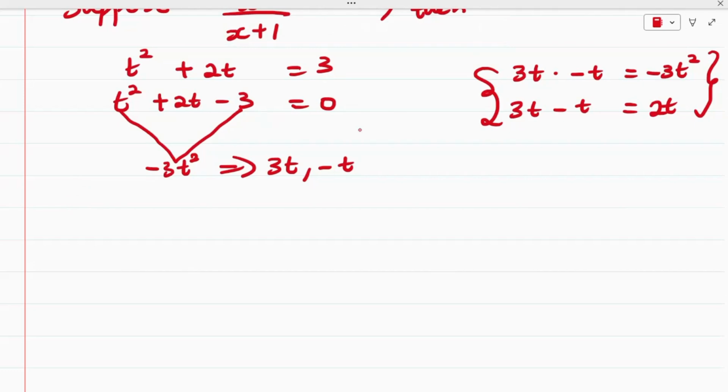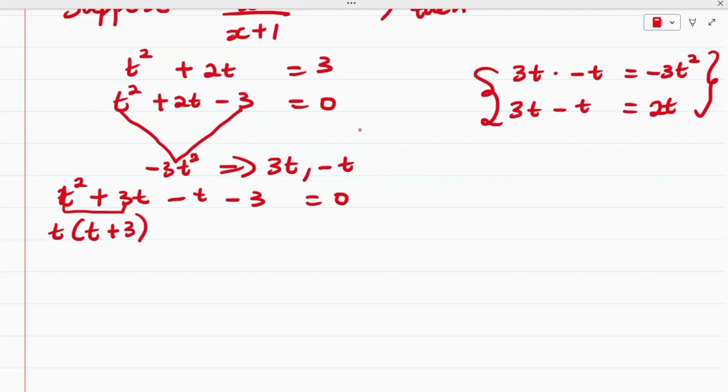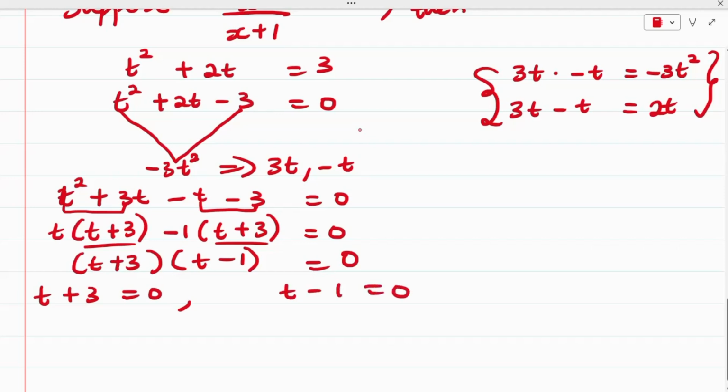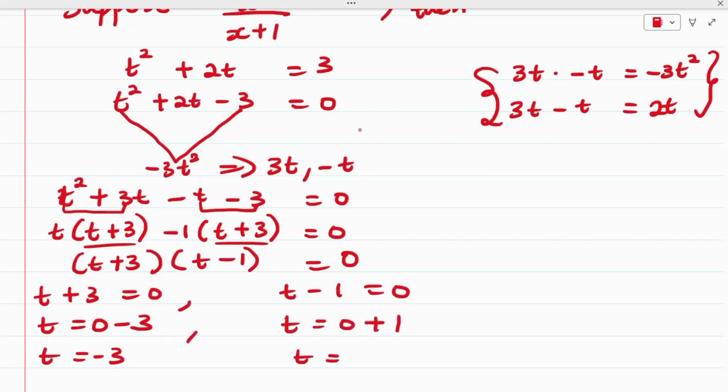So from here we have t² plus 3t minus t minus 3 is equal to 0. If we factor this out, we have t to be common and we have t plus 3 minus, if we factor this out we have 1 to be common and we have t plus 3, and this is equal to 0. So from here we have t plus 3, since it's a common term, multiplied by t minus 1, and this is equal to 0. So we have t plus 3 is equal to 0 and t minus 1 is equal to 0. So t is equal to 0 minus 3, and t is equal to minus 3. From here we have t is equal to 0 plus 1, and t is equal to 1.